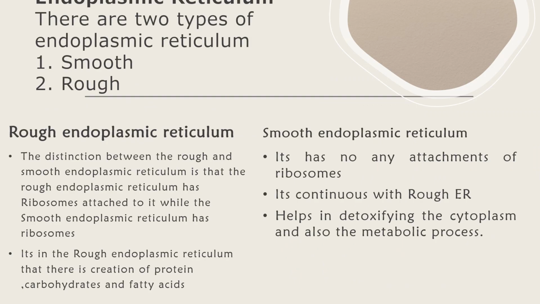So here is the difference between the smooth and the rough endoplasmic reticulum. From the wording, the rough endoplasmic reticulum has ribosomes attached to it, so it's kind of rough in its appearance. While the smooth one is just a smooth curving, it has no attachment to it. The rough endoplasmic reticulum is responsible for creation of protein, carbohydrates, and fatty acids, while the smooth endoplasmic reticulum helps in detoxifying the cytoplasm and also the metabolic process.